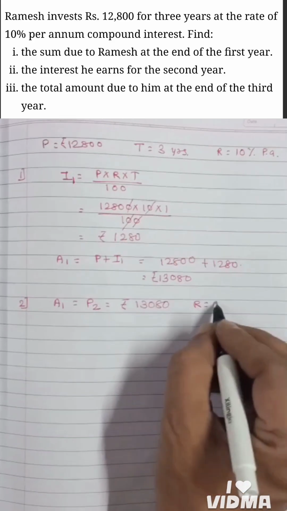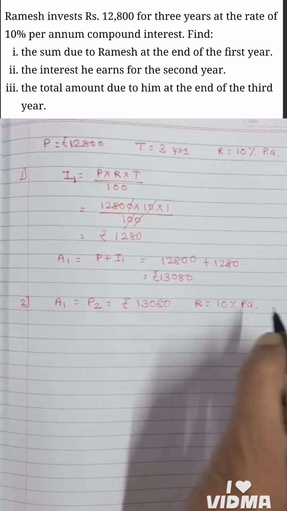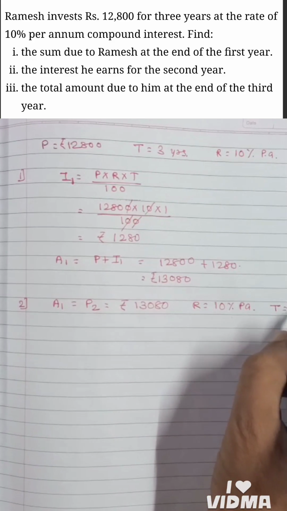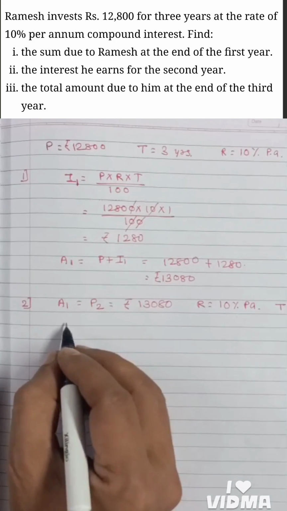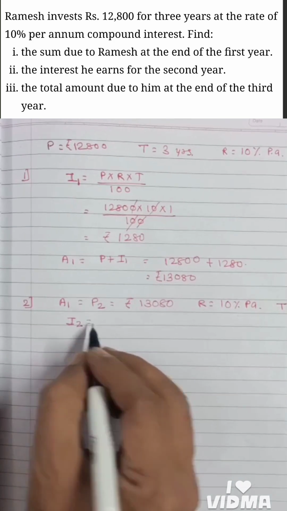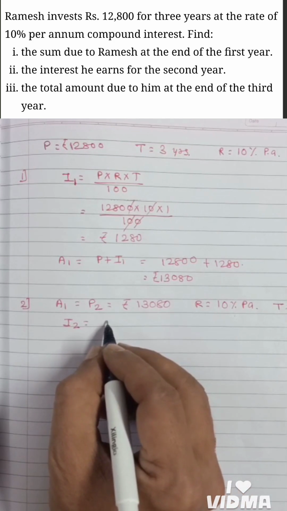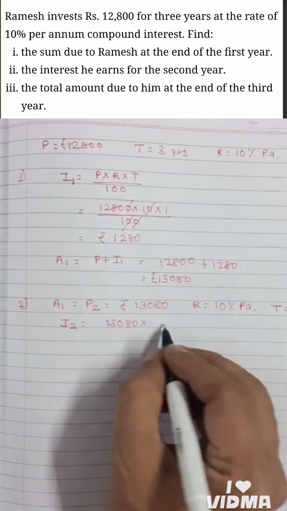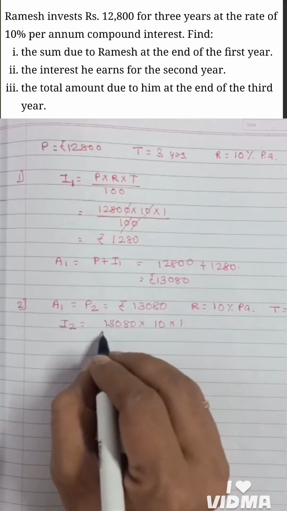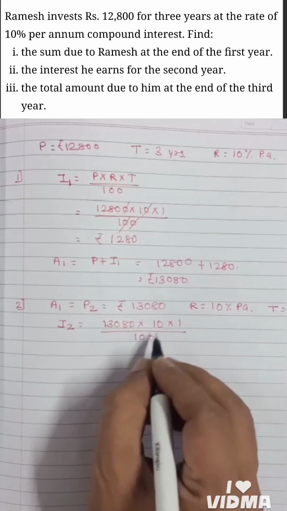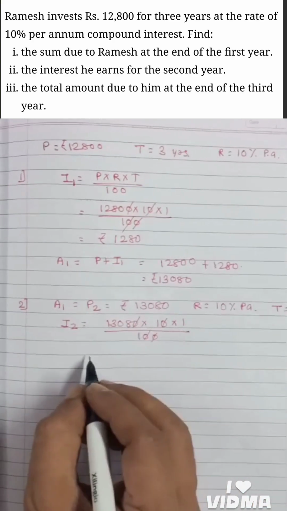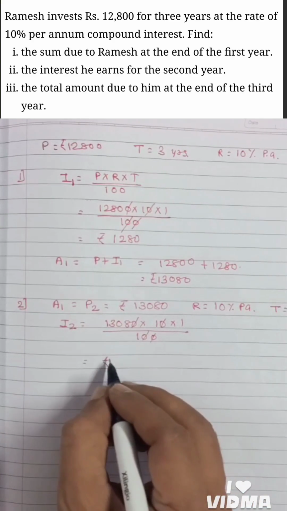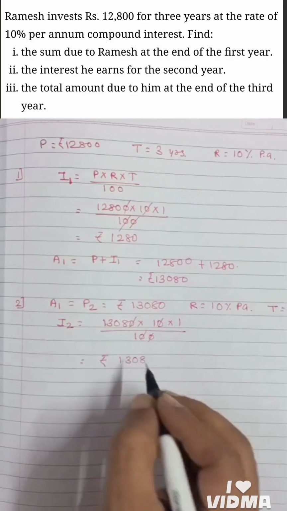Rate of interest is the same, 10% per annum. And again, time we have to use as 1 year. So again, interest for the second year, same formula we have to use: 13,080 into rate 10 for 1 year and upon 100. So again 0 gets cancelled. So here the interest earned in the second year is 1,308 rupees.